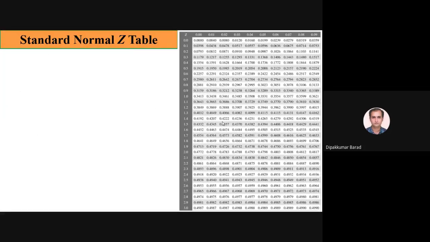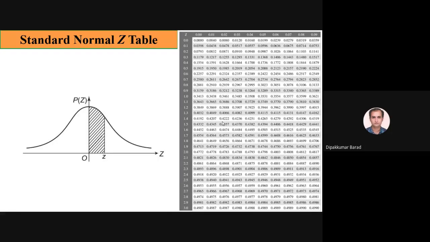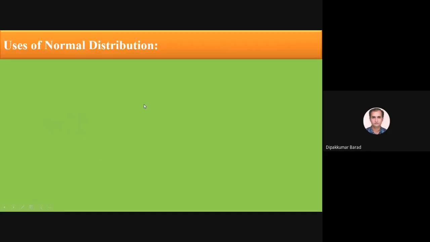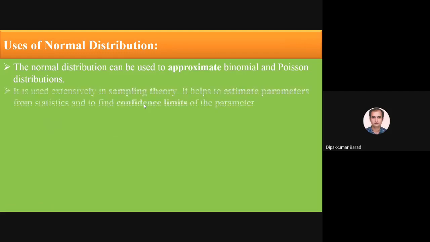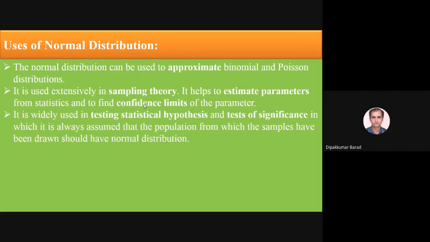And this standard normal table, which we have already discussed previously, is always given for any Z greater than 0. The normal distribution, which approximates the binomial and Poisson distributions, is also extensively used in sampling theory, finding the confidence limits of a parameter, and testing of statistical hypotheses. All these things we will discuss in Applied Statistics Unit 4.